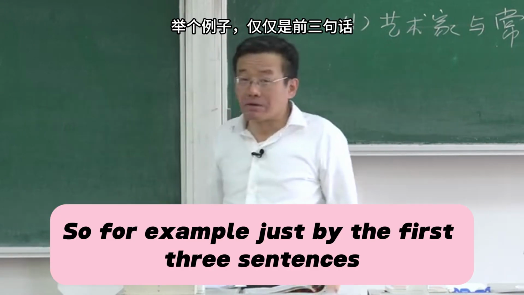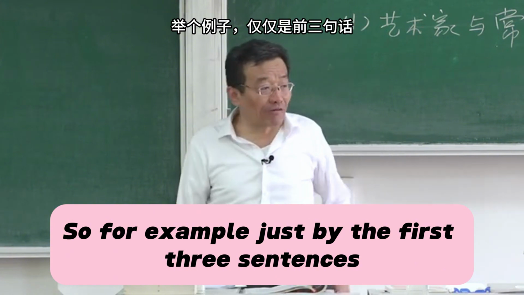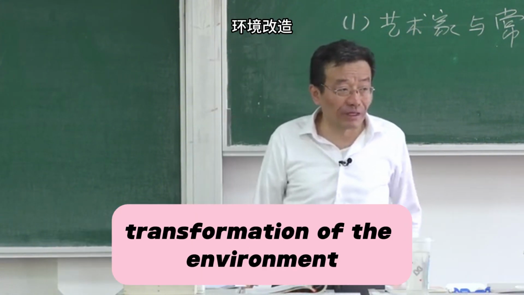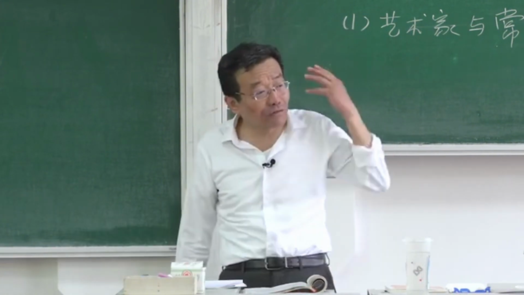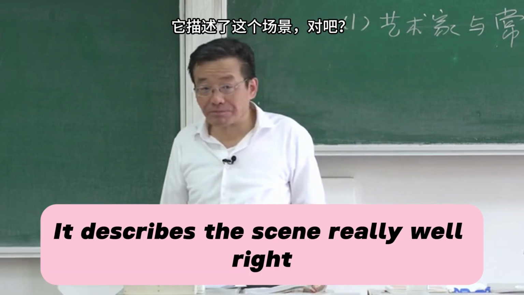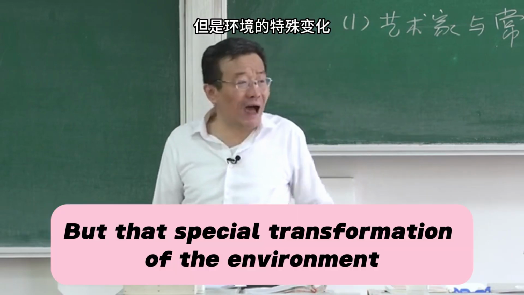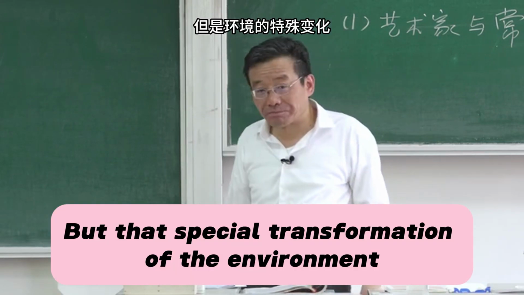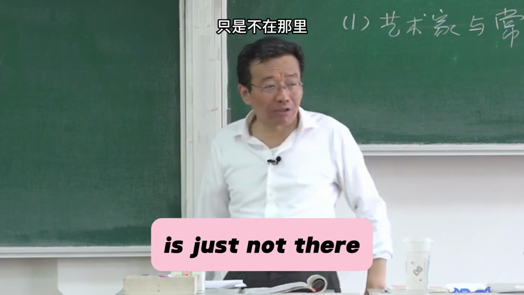So, for example, just by the first 3 sentences, this poem is missing that transformation of the environment. It describes the scene really well, right? But that special transformation of the environment is just not there.